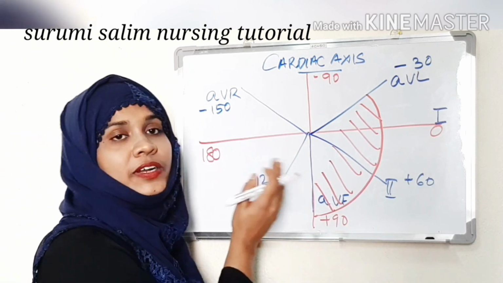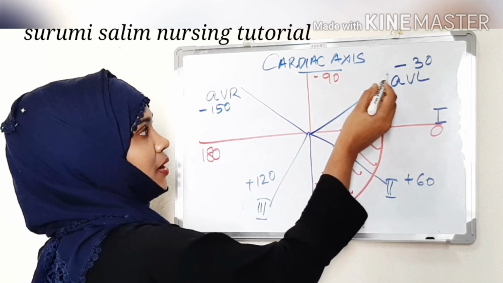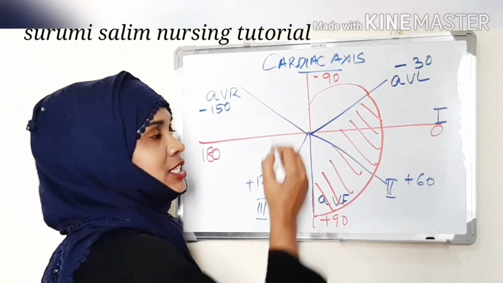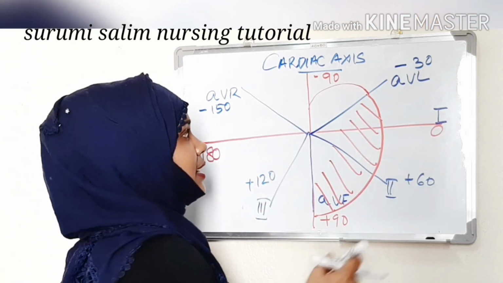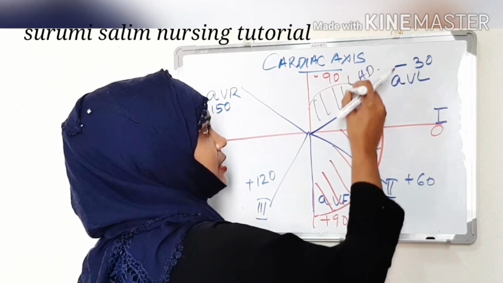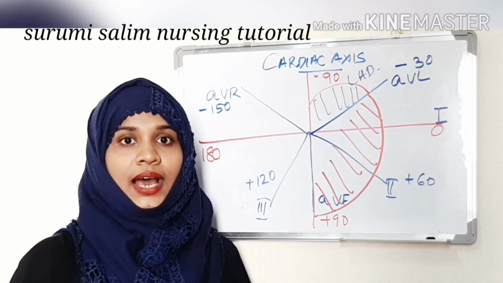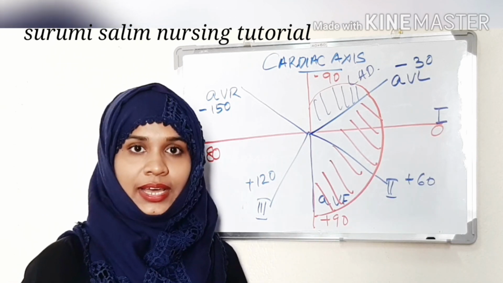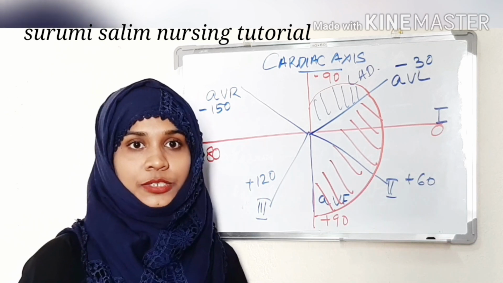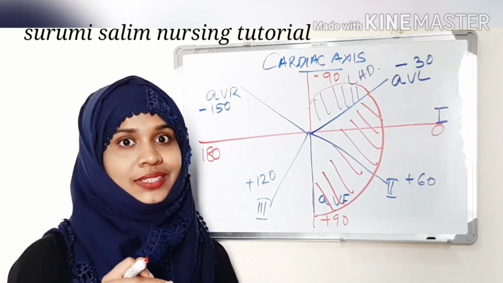Okay. We will see the axis deviation also. If the axis is deviated to the left, it is called a left axis deviation, and that is from -30 to -90. Okay, this one. And this left axis deviation is most commonly seen in hyperkalemia, left ventricular hypertrophy, left bundle branch block, and also persons who have short stature.